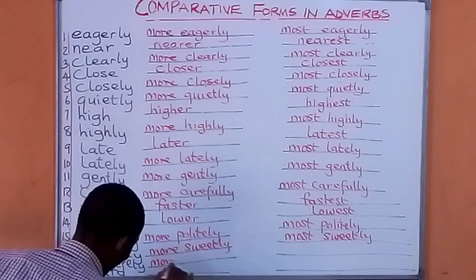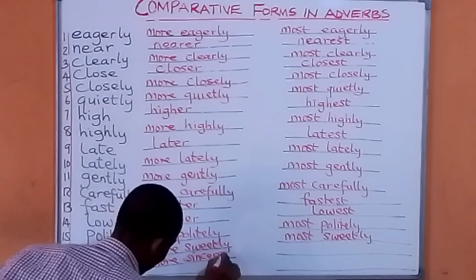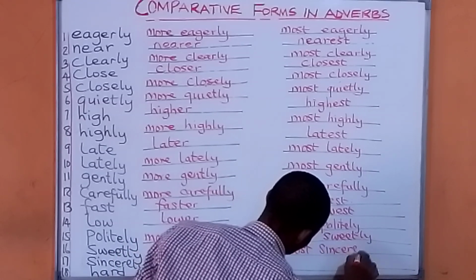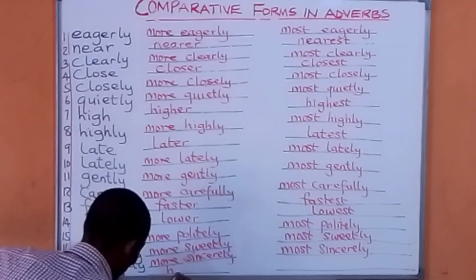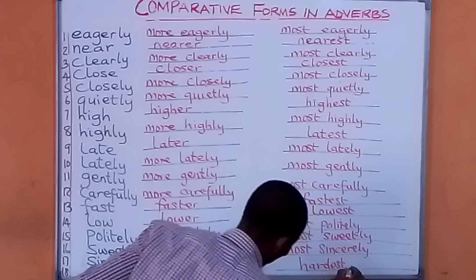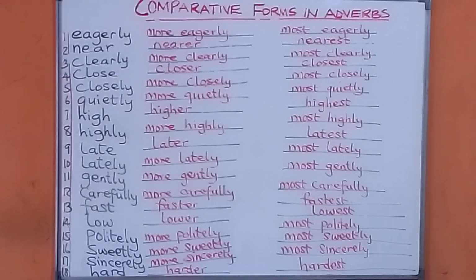Sincerely, ly is there, so you put more sincerely, most sincerely. Here you have the word hard, no ly there, so you use er to do that. Harder, hardest. So you understand how to do. If this word is hardly, if you have ly at the end, you will write more hardly, most hardly. As long as you see ly there, you cannot use er or est. So let's read what we have done.